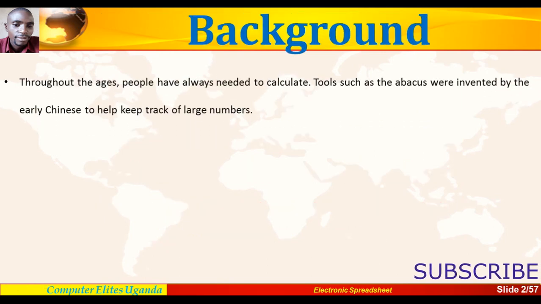Now, when you look at spreadsheet, throughout the ages, people have always needed to calculate, and tools such as the abacus were invented by the early Chinese to help keep track of large numbers. So you can see how spreadsheet started. It started way back, where the abacus was used to deal with large numbers.